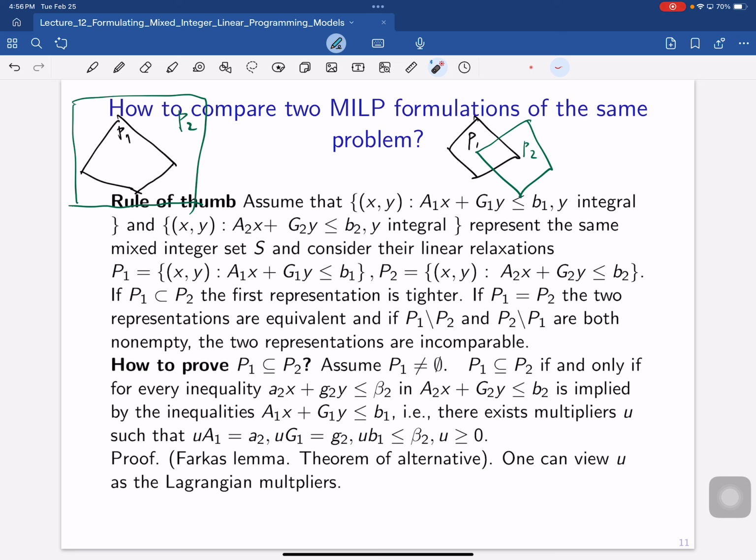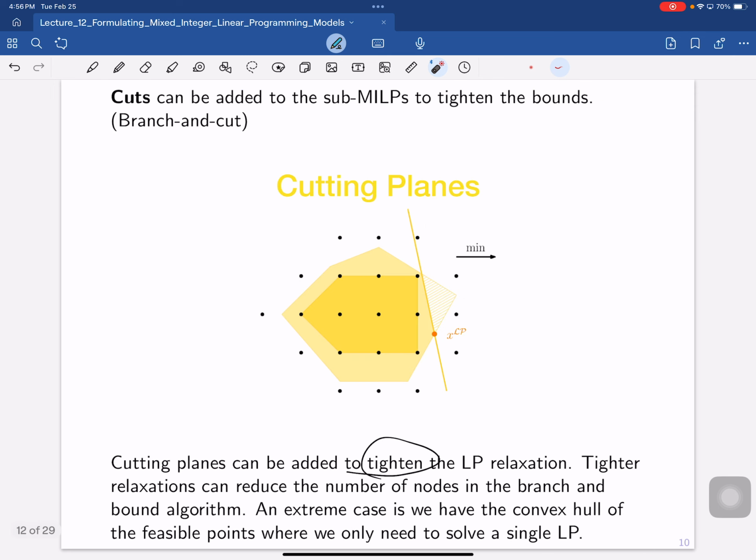Again, why are we comparing their LP relaxations? The reason is that when the LP relaxation is tighter, just like in this plot, when the LP relaxation is smaller, then you can reduce the number of nodes in branch and bound. Therefore, you always want to make the linear programming relaxation set as small as possible.